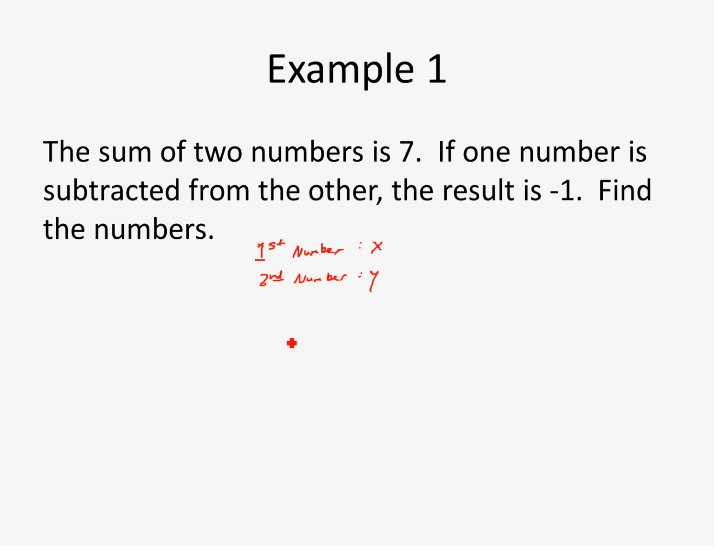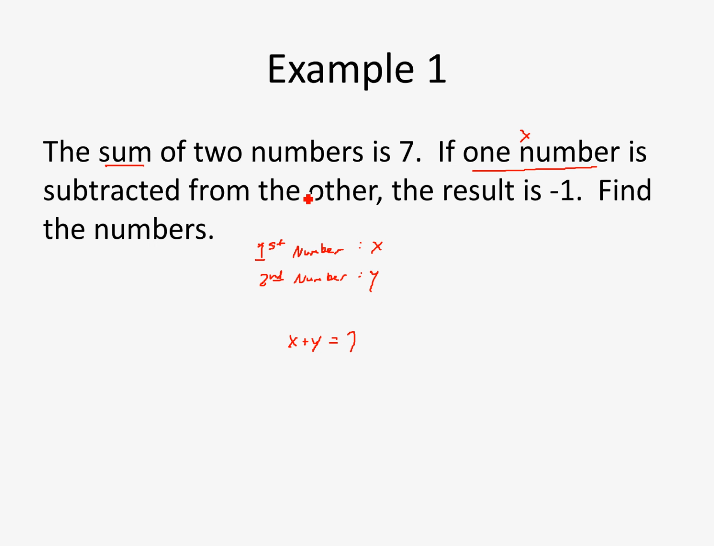So that means for my system, the first equation should be x plus y is 7, right? Because it says the sum, so that means add, right, of two numbers, so that's x and y, is 7. Okay, now let's look at the next sentence. It says if one number, so we'll choose this to be x. So one number, we'll call that x.